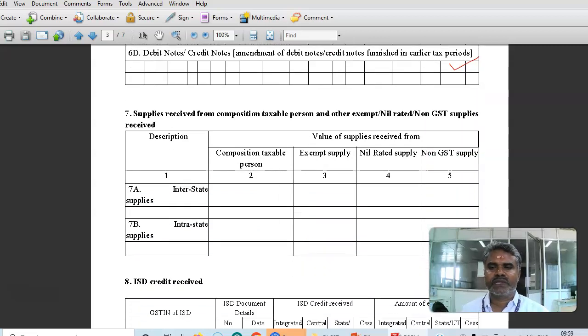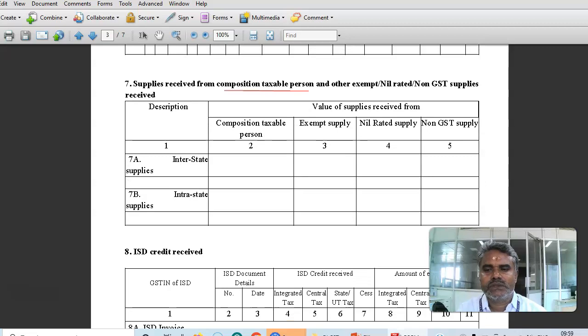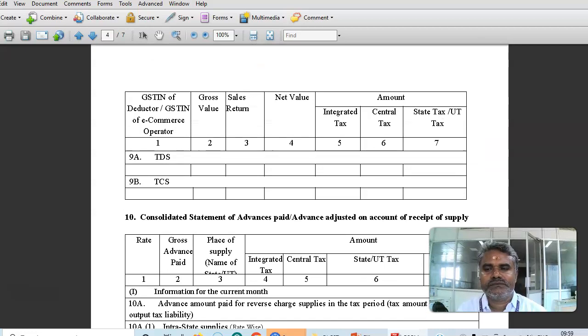submitted here. Then supplies received from composition taxable persons and other exempt, nil rated, non-GST supply. Supply received from a composition taxable person, those who are doing business under the composition scheme, probably restaurants, etc. When you have a transaction with them, here you have to give the details. Both interstate and intrastate, everything you have to give.